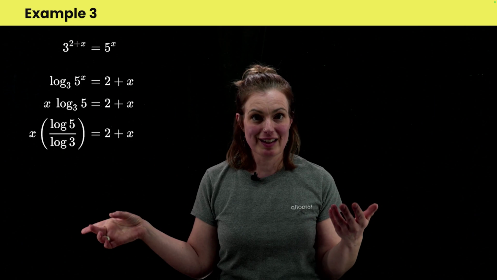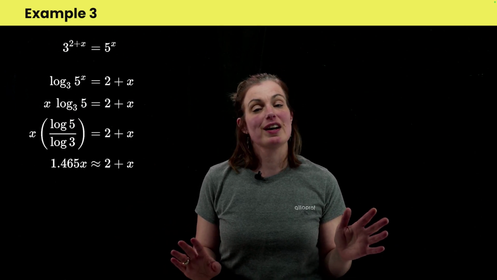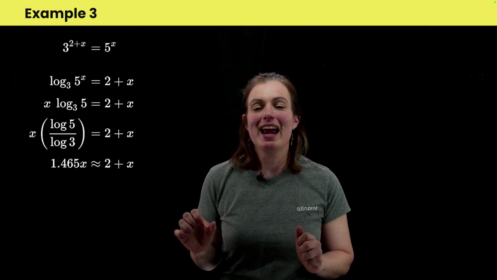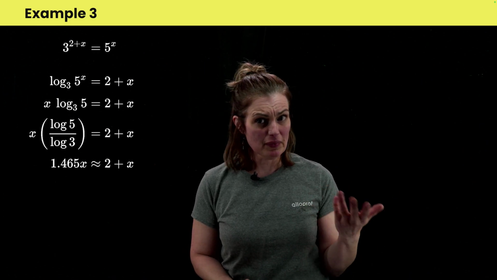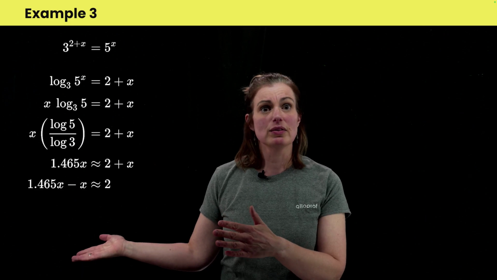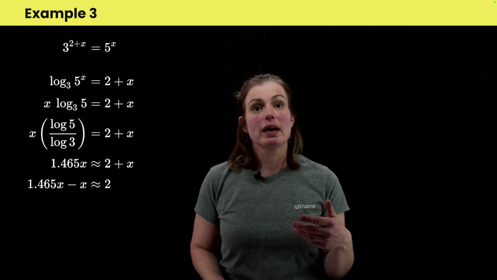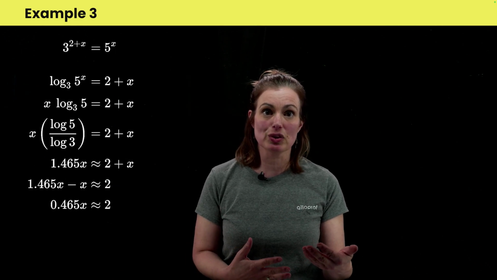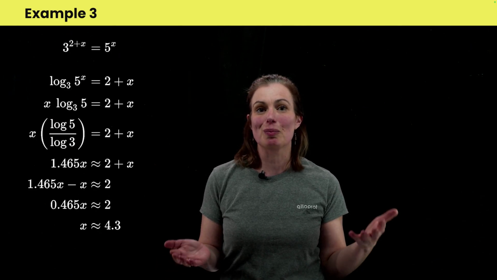So now I can actually get a numerical value where log base 10 of 5 divided by log base 10 of 3 will give me 1.465x because of the x that was here. Remember, that isn't forgotten. And that's approximately equal to 2 plus x. Solving for x leads me to this. So I just got to bring that x over to the other side. And then I subtract my like terms to give me 0.465x approximately equal to 2. When I solve for x, I'm left with x is approximately equal to 4.3.